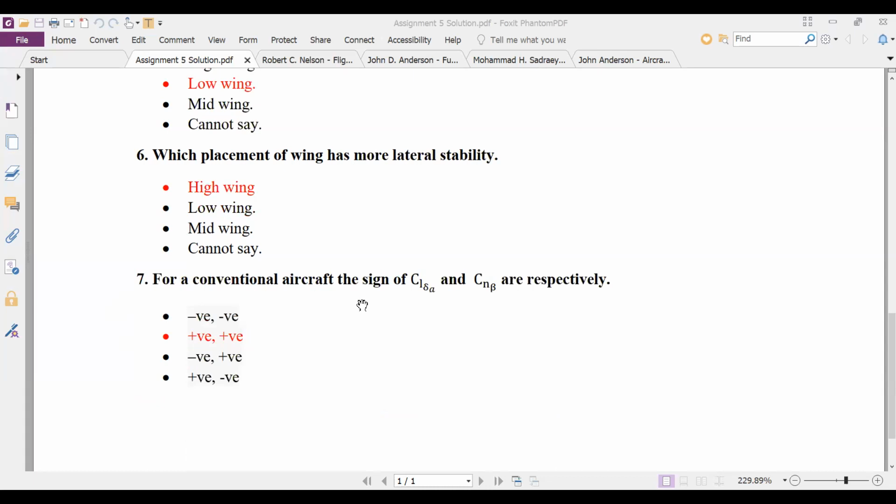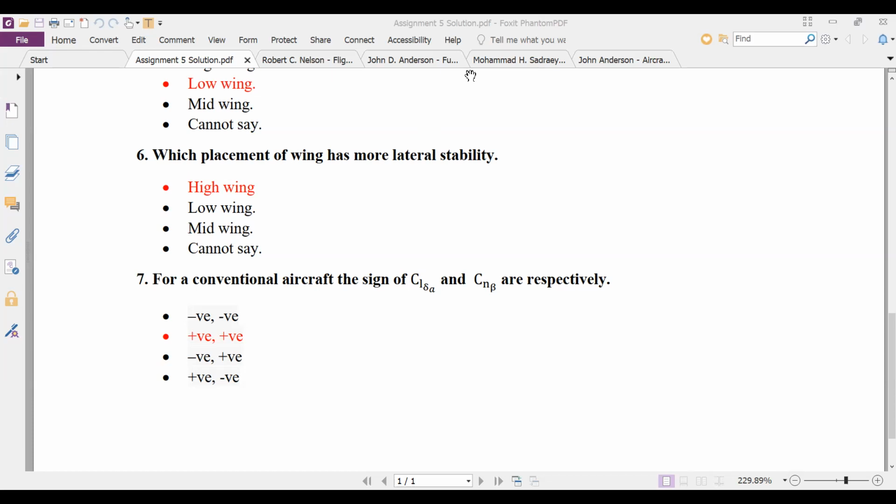For a conventional aircraft, the signs of CL delta A and CN beta are, respectively, positive. You know this answer when you study the expression for CL delta A and the convention. So I think you have to keep this in mind. I can't help you, probably.